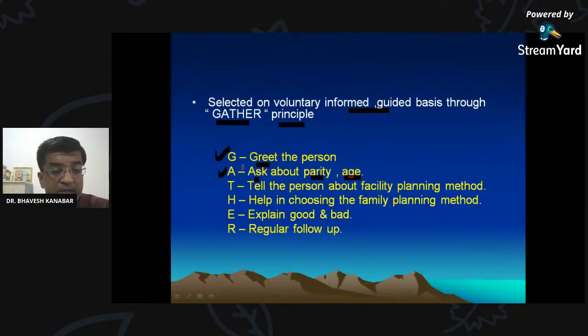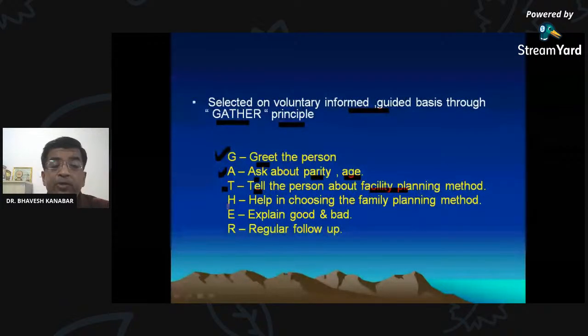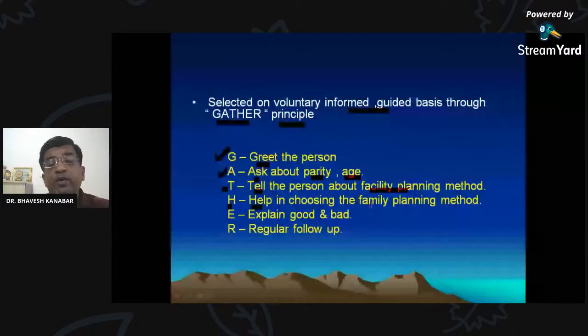So greet, ask, then T is tell. What to tell? Tell the person about the family planning methods, what family planning methods are available. Then H is help. Help in choosing the family planning method, by a proper explanation of the different family planning methods, as well as availability, according to the need of the couple.